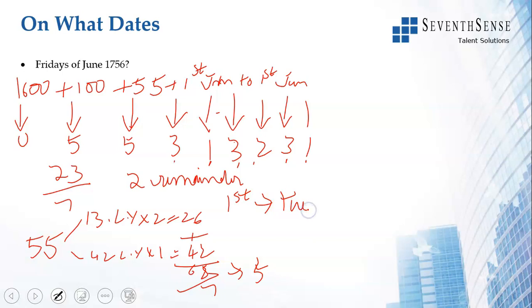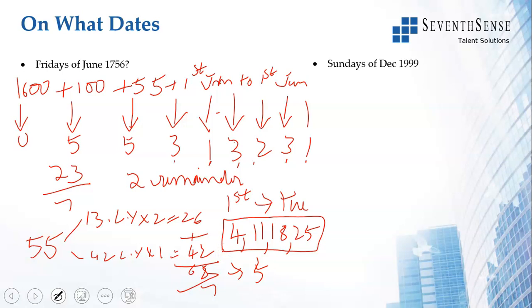They have asked for Friday. 2nd is Wednesday. 3rd is Thursday. 4th is Friday. So the Fridays in this month are 4, then add 7, 11, then add 7, 18, then add 7, 25. You can't add another 7 because that will make it 32. So these are the days that are Fridays of June 1756.